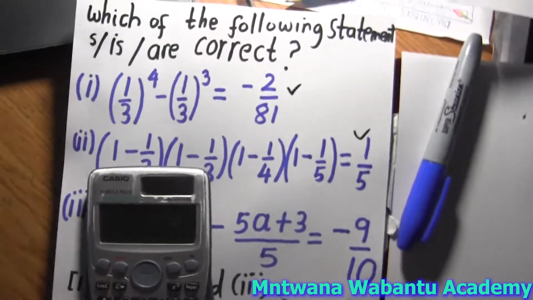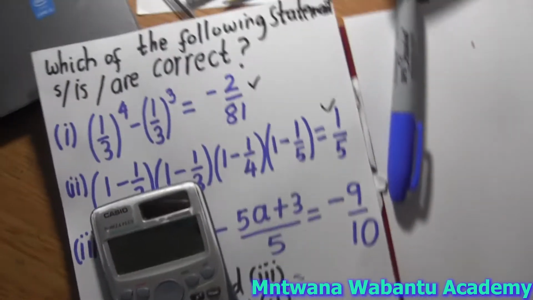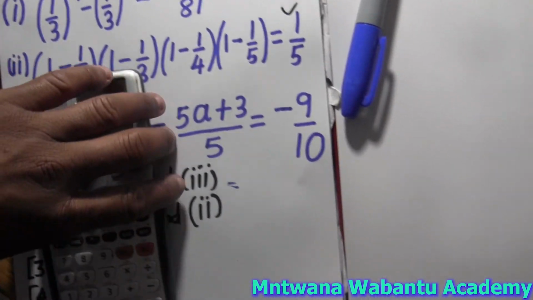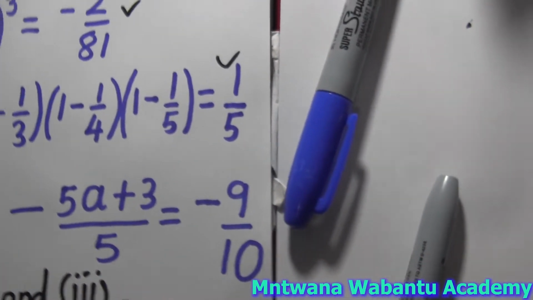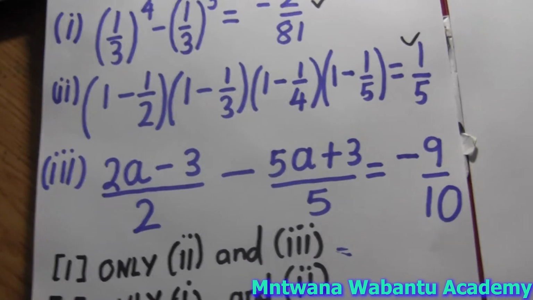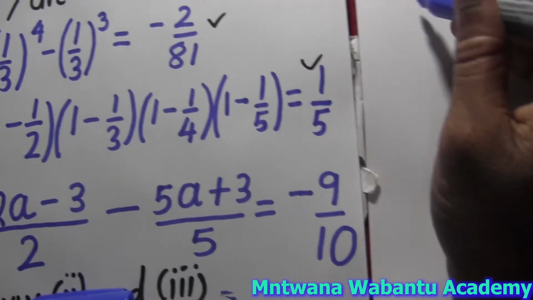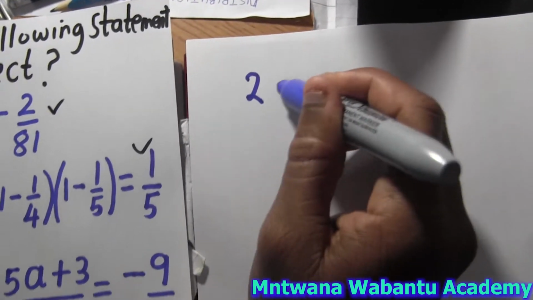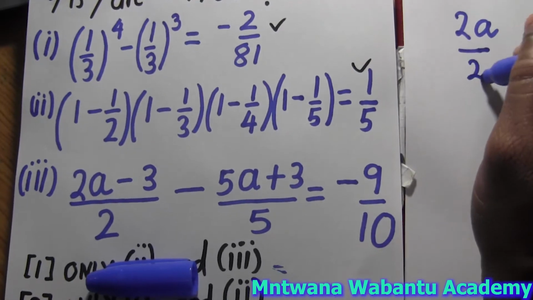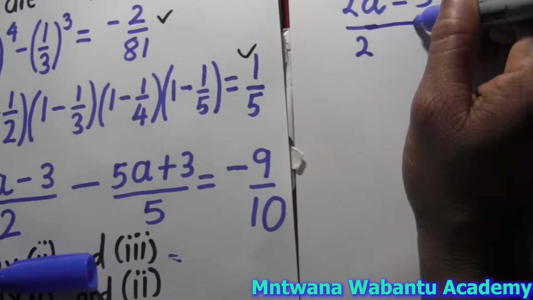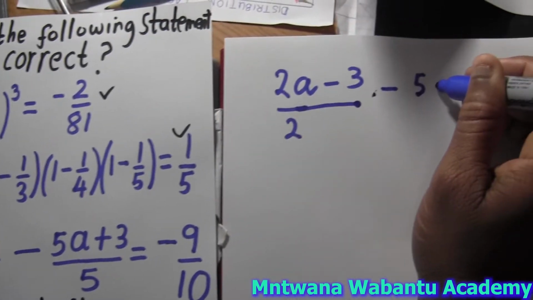Now the last one. We can't use a calculator, so we have to work it out. This is easy. Let me find the common denominator. We have 2a over 2, minus 3, and then minus 5a.